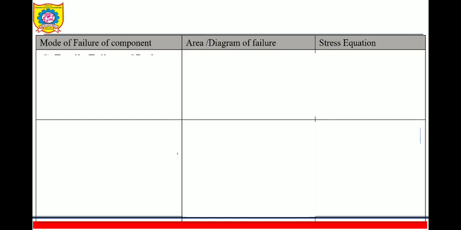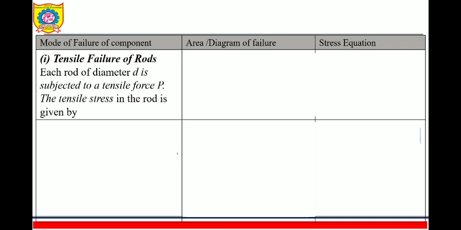So while doing this stress equation, we have to always consider the fundamental equation of the stress, that is force upon area. So force is P and area is nothing but the area which undergoes failure. Suppose a tensile force is there, then due to which tensile failure will take place. So for that sigma T, tensile stress is equal to tension T upon area under tension. So in this way, the basic equation of the stress will be force upon area. So first we'll see the tensile failures of the rods.